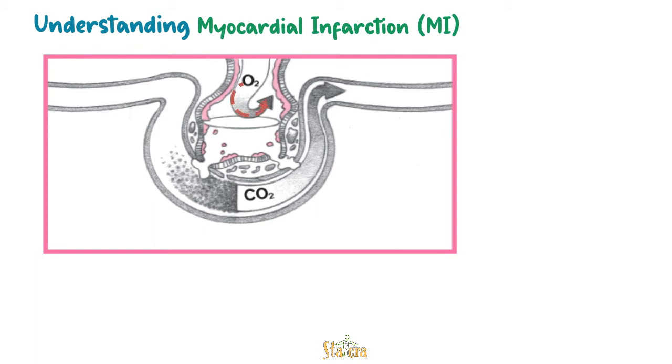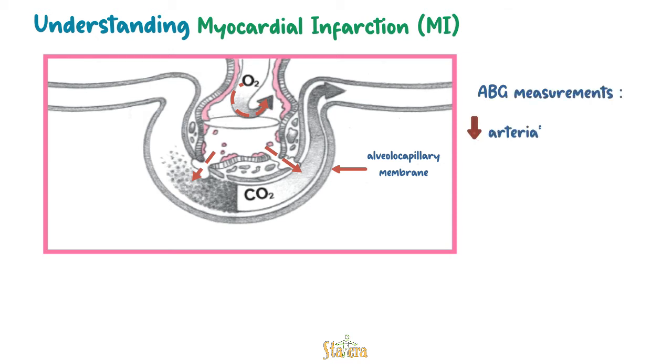As back pressure rises, fluid crosses the alveolo-capillary membrane, impeding diffusion of oxygen and carbon dioxide. Arterial blood gas measurements may show decreased partial pressure of arterial oxygen and arterial pH and increased partial pressure of arterial carbon dioxide.